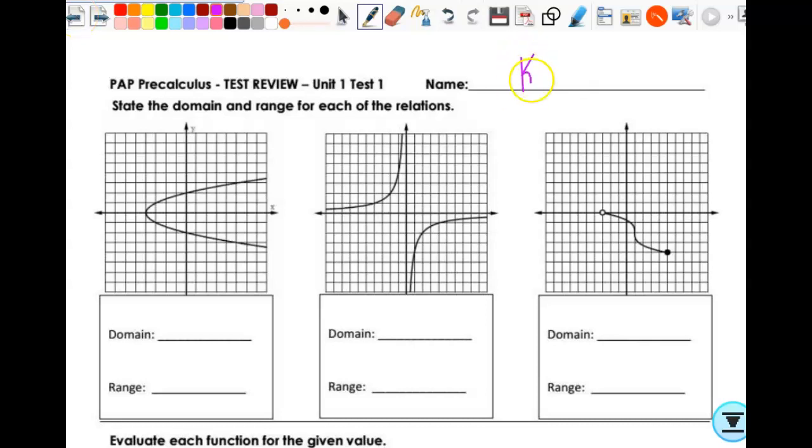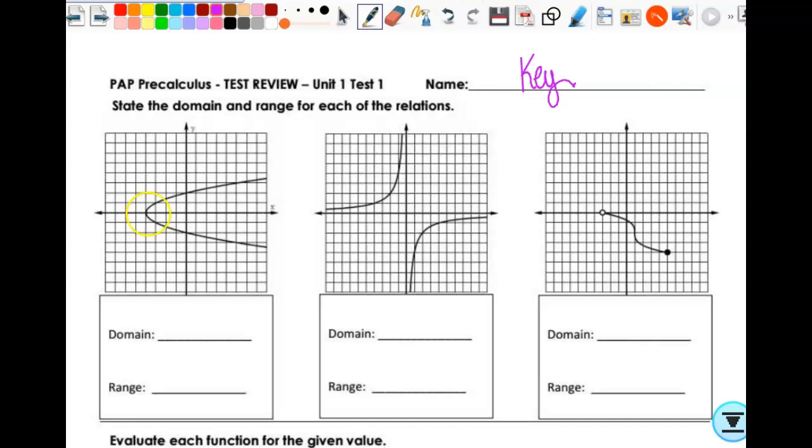Alrighty, here is the key to the review for your first test. Alright, so we're starting with domain and range. Remember, left to right, bottom to top, you always write these intervals least to greatest. And these are going to be in interval notation. That's what I want for all of this.